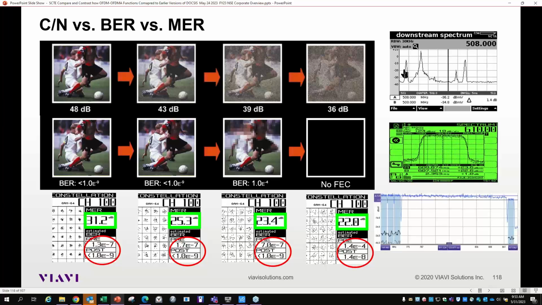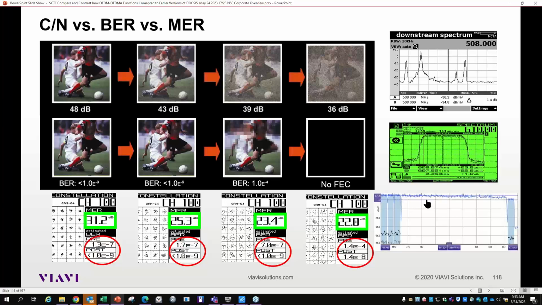So over the years, we went from analog, which is a visual representation of what happens when the level gets really low, right? And when you look at a digital carrier over time in the constellation, what happens as the level drops, right? The MER starts to drop, the constellation starts to expand.